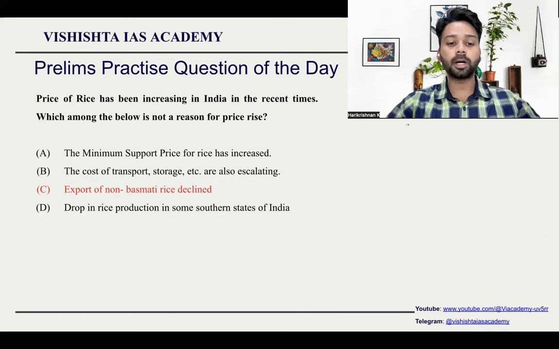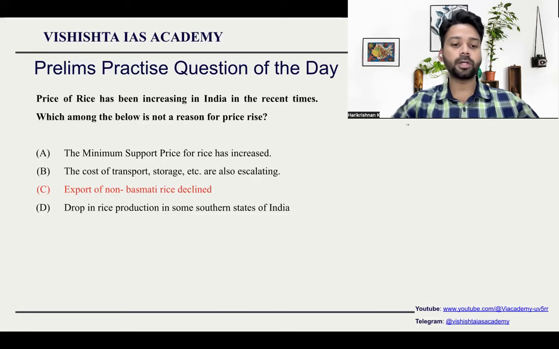Third one, export of non-basmati rice has declined. So what happens if export of non-basmati rice has actually declined? That means more rice is available in the market for the people. But in reality, if that is true, then price of rice will not increase. If export of non-basmati rice, that is normal rice, has declined, then more rice will be available in the market. So the price of the rice will actually reduce. Whereas in reality, the price of the rice has actually increased. So this statement is not correct. So that is the answer.